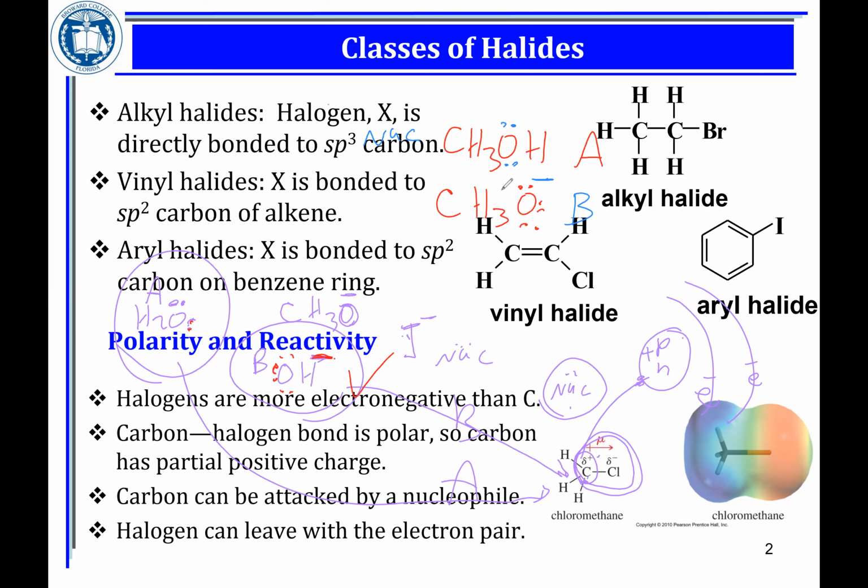The alkoxide ion is alcohol after losing hydrogen. If you remove hydrogen from alcohol, you change that to alkoxide. This is alkoxide, with oxygen carrying the negative charge. This is also classified as a nucleophile. So if I label this A and alkoxide as B, both of them are nucleophiles.